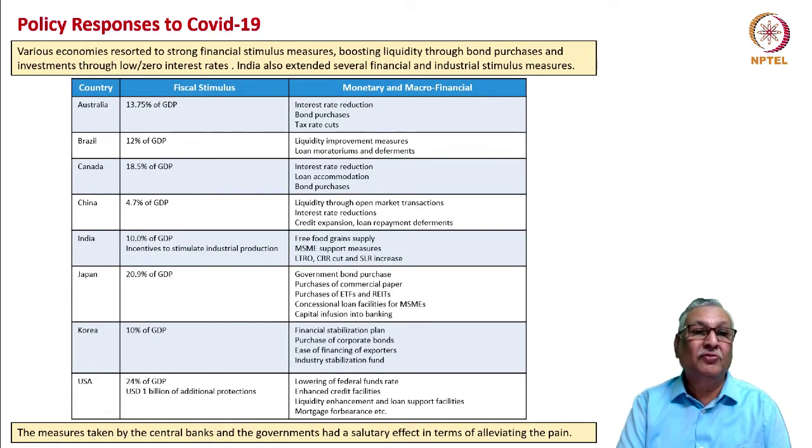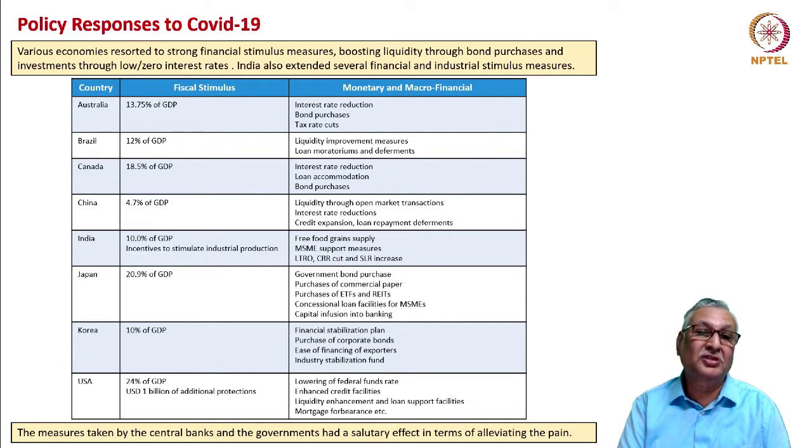Let's look at the policy responses to COVID-19. Various economies responded to COVID-19 with strong financial stimulus measures. They all tried to boost liquidity through bond purchases and investments through low, zero interest rates. India also extended several financial and industrial stimulus measures. In Australia, the fiscal stimulus amounted to as much as 13.75% of GDP, and the monetary and macro-financial measures comprised interest rate reduction, bond purchases, tax rate cuts.